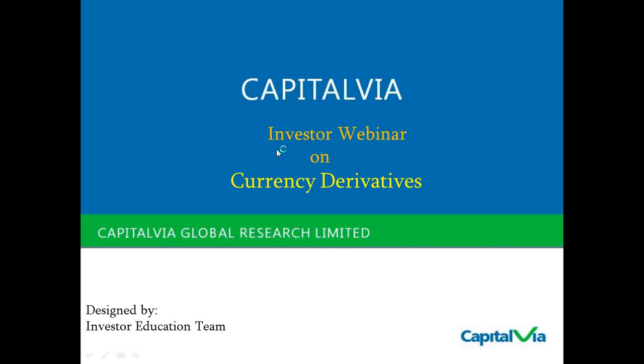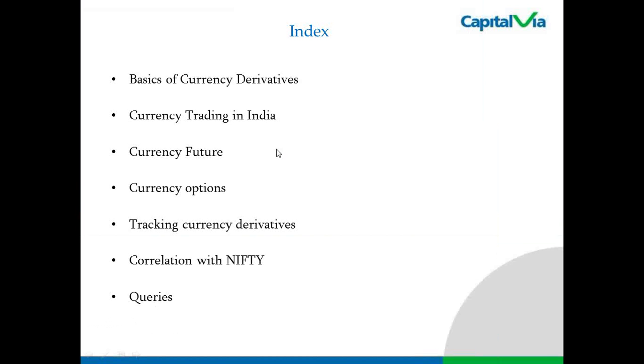So now let us understand how the currency derivative takes place. How can you trade in the currency derivative? Now this slide shows you the contents we'll be covering throughout this webinar. First would be the basics of currency derivative. Then we'll be going towards understanding how currency trading takes place in India. Then what is currency future, currency options, how we can track currency derivative, how Nifty is correlated with USD INR, and we'll be taking your queries.